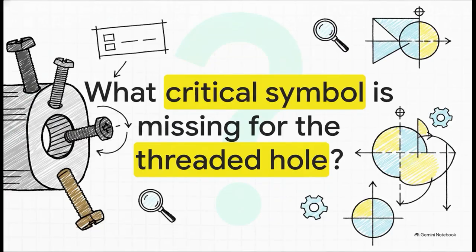Okay, here's your first applied exam question for the finale. We're looking at a positional tolerance applied to a threaded hole. I want you to pause for a second, look closely at this callout, and ask yourself what crucial symbol the original designer completely forgot to include. Think back to how fixed fasteners actually function in a real-world assembly.